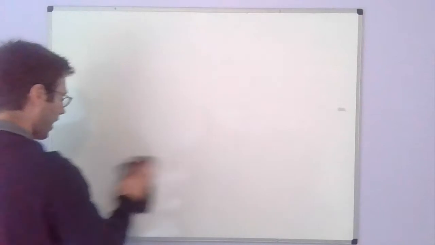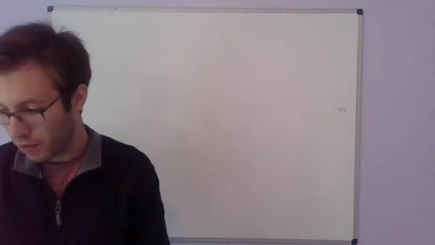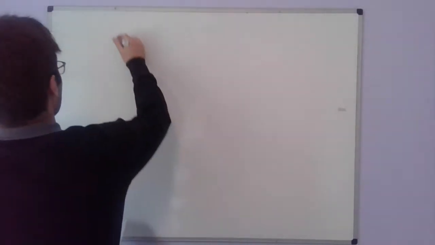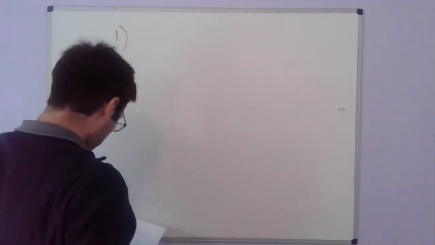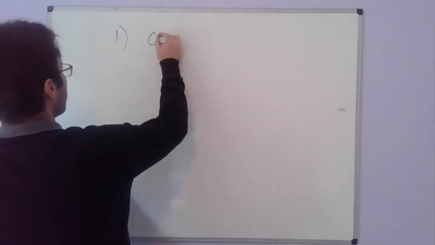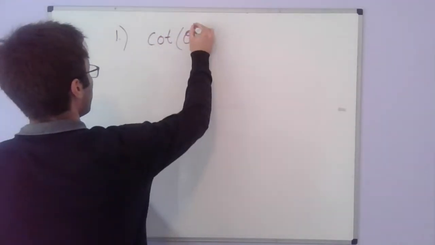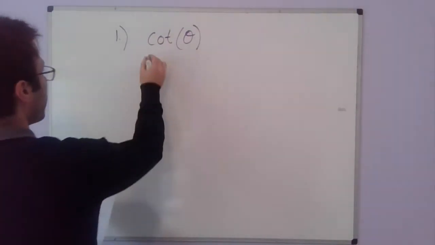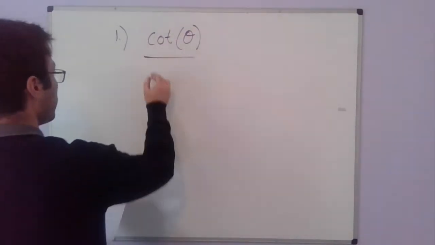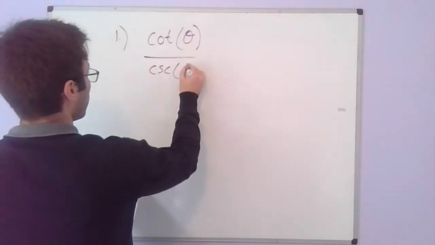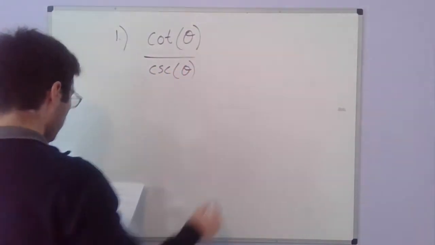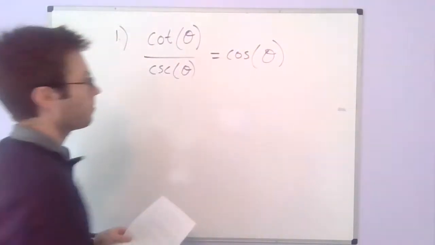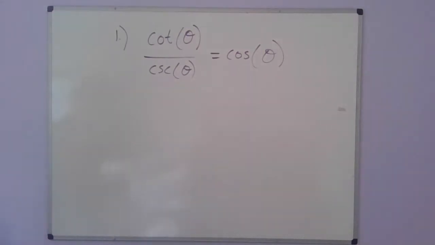All right, so now we have that. It's kind of a review. Let's get into some proofs. Okay. So number 1, it says prove that cotangent, and I'll use theta instead of x. You know, it's good to switch things up. Cotangent of theta over cosecant theta is equal to cosine of theta. So we're asked to prove that for the first one.